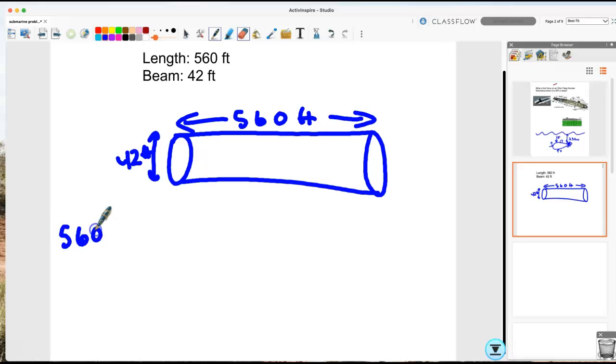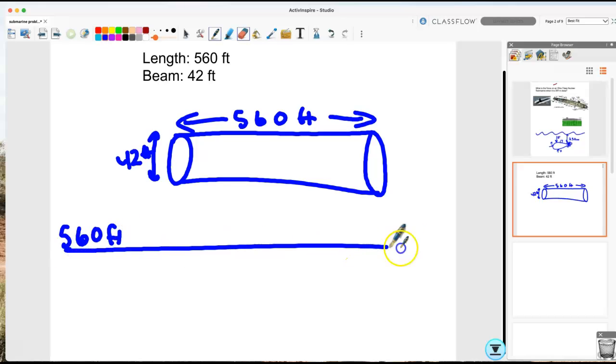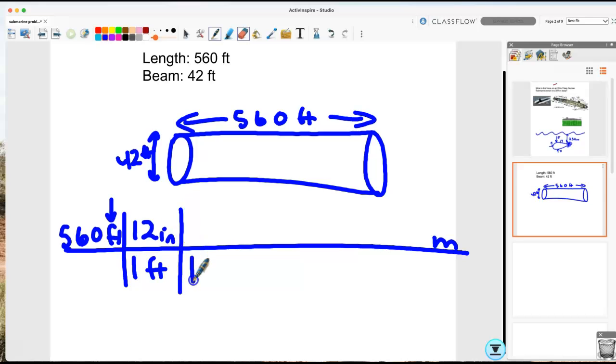So I'm going to take my 560 feet, draw my line. I want it in meters, so I'll put that at the end. Make my bar. Feet is on top with the 560, so feet needs to go on the bottom to cancel. In 1 foot, I know there are 12 inches. And I also know that 1 inch is 2.54 centimeters. The feet will cancel, the inches will cancel. I'm in centimeters, and I know that there are 100 centimeters in 1 meter. That'll cancel my centimeters and gets me to meters.